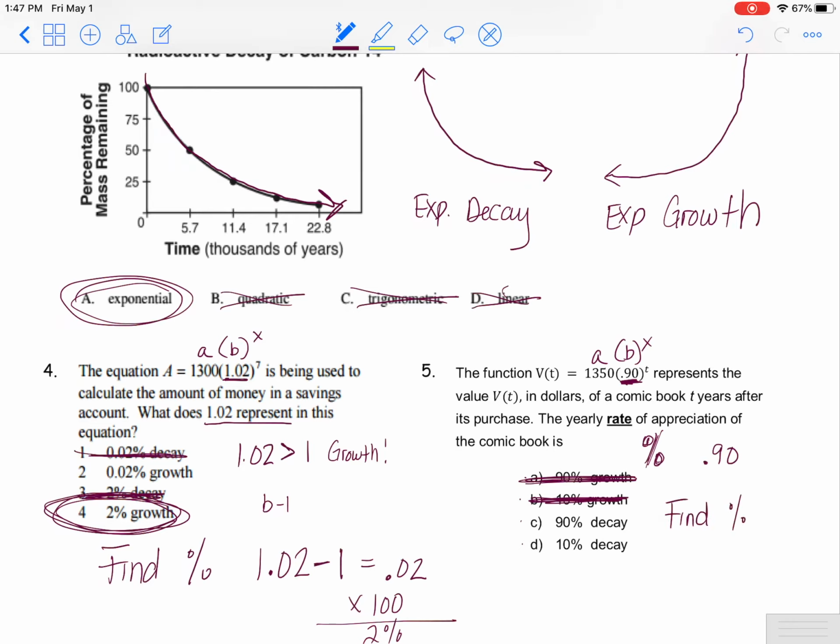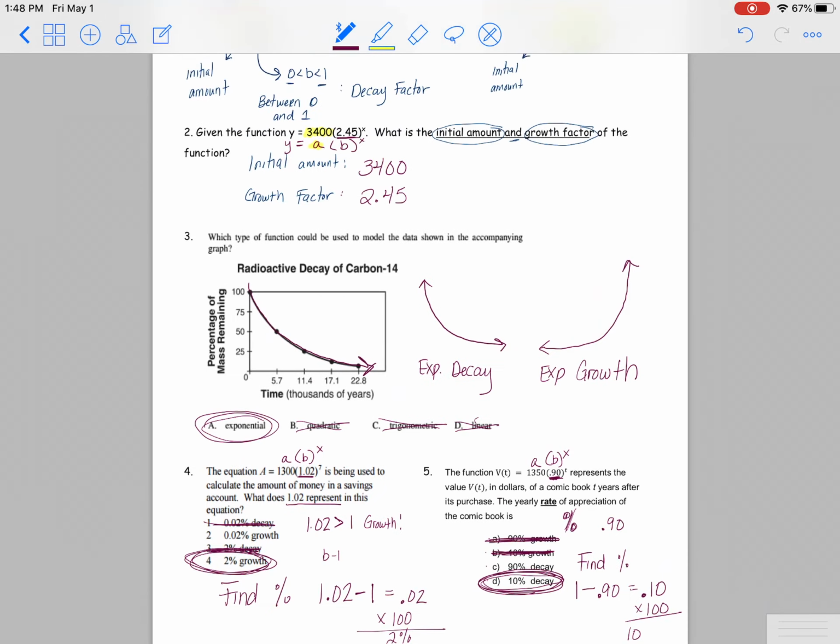So to find the percent, in this case, if I do this minus 1, I'm going to get a negative number. Can't have negative numbers. So let's do 1 minus 0.90, which gets us 0.10. Again, multiply that by 100 because you're trying to find the percent. And you get 10. So my answer would be 10% decay.